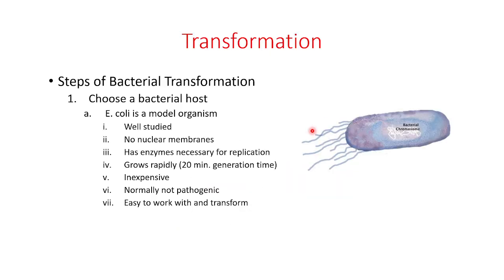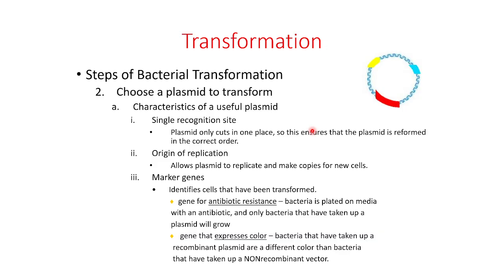So for that you need to first choose a bacterial host, that's the model organism. E. coli is a good model organism because it's well studied. It has no nuclear membrane, has the enzymes necessary for replication, and grows rapidly. It's inexpensive, normally not pathogenic, and it's easy to work with and transform.